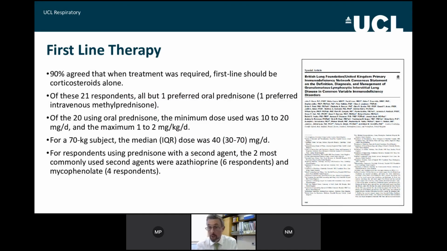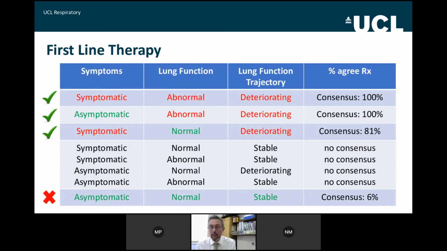Coming back to a clinician survey, this time in the UK, the most common induction regimen is with high-dose oral corticosteroids. And when people are using second-line agents, they're using commonly mycophenolate and rituximab. But that begs the question, who to treat?